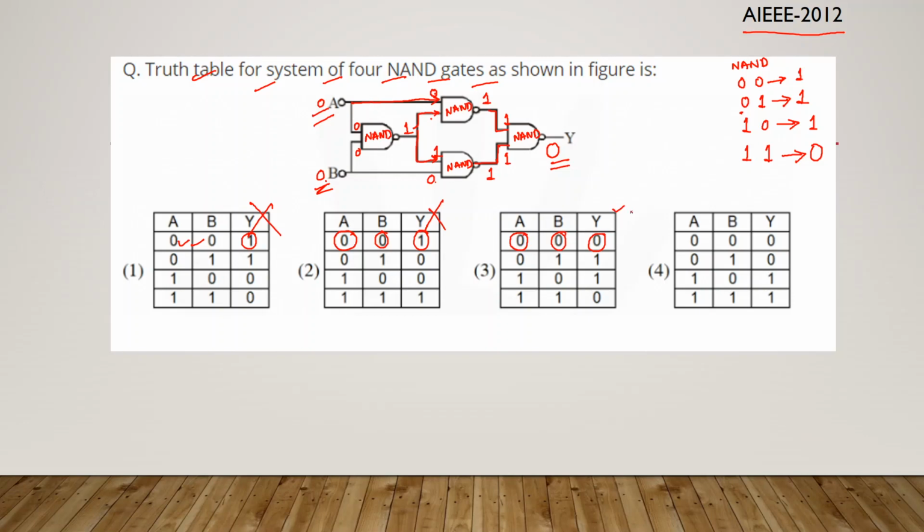It might be true. See here, last option. Here both the inputs are 0, output is 0. So this might be the option. These two options are getting cancelled. Now we are left with these two options.